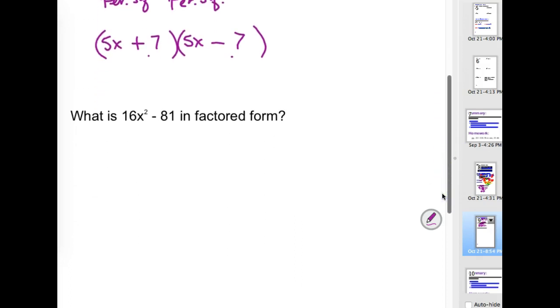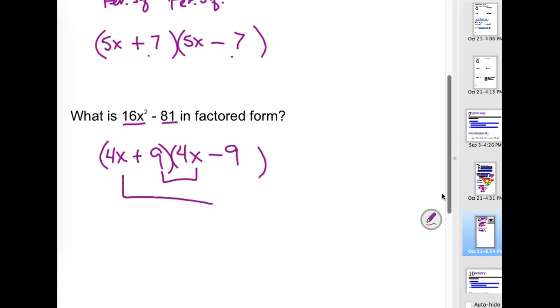All right, our next one. Again, 16x squared and 81 are both perfect, so we look for those roots. The square root of 16x squared would be 4x, and the square root of 81 would be 9. And we need one positive and one negative to make a -81. And then what happens inside, if we check that, we get a positive 36x and we get a negative 36x. That's why we had no middle number in here. Okay, it was not a trinomial, it's simply a binomial.